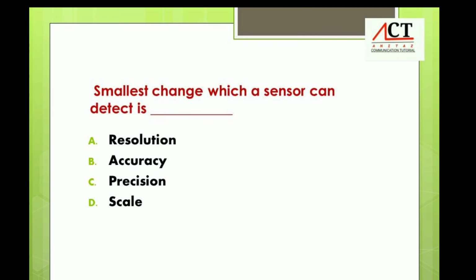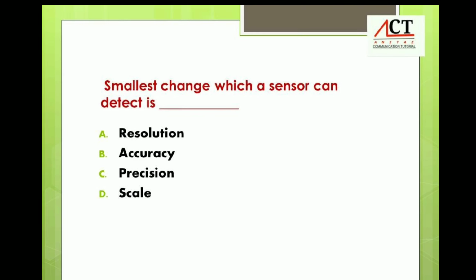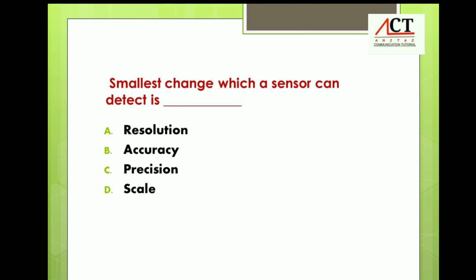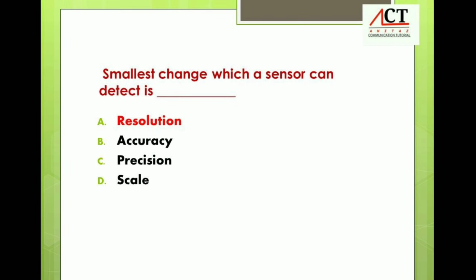Next question is, smallest change which a sensor can detect is A, resolution, B, accuracy, C, precision, and D, scale. The correct answer is option A, resolution.